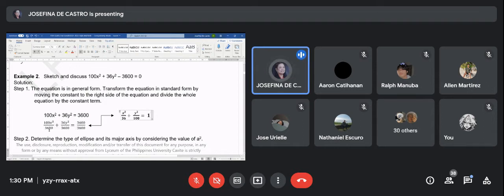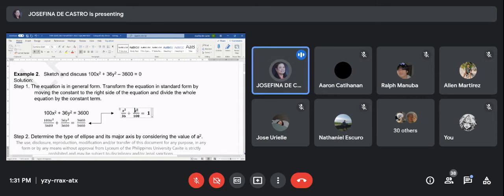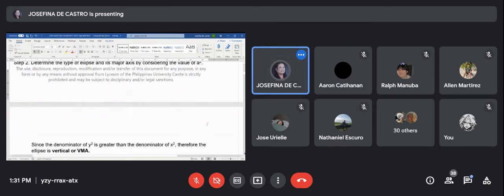So magiging 100 over 3,600. That is 1 over 36. So understood na may 1 dito yan. 1 over 36. And then 36 over 3,600. That is 1 over 100. Understood na may 1 yan dyan. Okay? Is equal to 1. O, pagka ayan na-identify mo na ang standard form, proceed ka na.